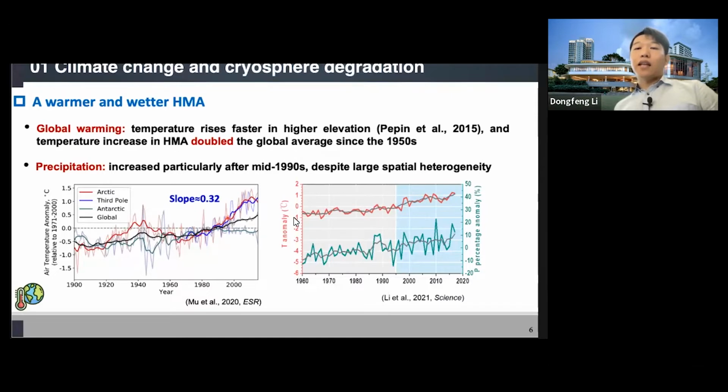And from the right figure, we collected climate data, including temperature and precipitation, from over 100 climate stations in the entire third pole region. And we found that the temperature increased steadily, and after the middle 1990s, the increase accelerated, and on average over the past 6 decades, the temperature increase rate is 0.32 degrees Celsius per decade. This is double the global average. And precipitation here in the region also overall increased in the past few decades, especially after the middle 1990s. So we can say that the high mountain Asia is becoming warmer and wetter.